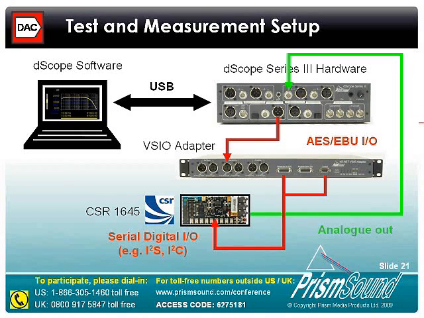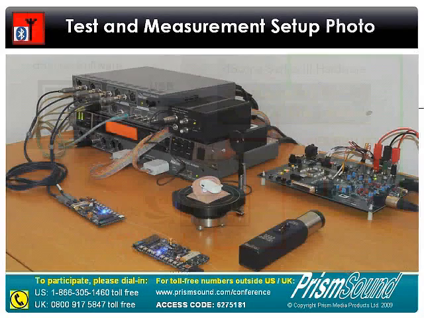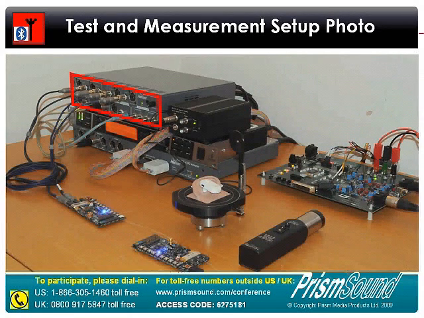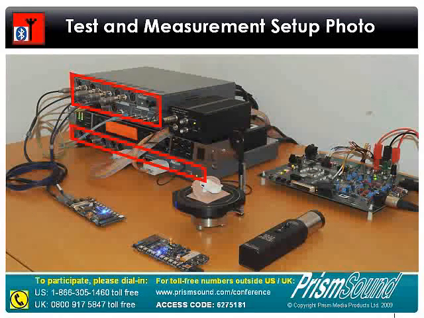Please forgive me that little indiscretion, but we'll be looking at two channels of output from the 1645 board here. So, my test setup for this measurement. Once again, I'm using the D-Scope hardware, and here is the VSIO adapter, the grey instrument at the bottom of this stack of equipment here.